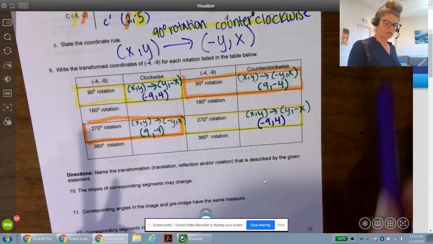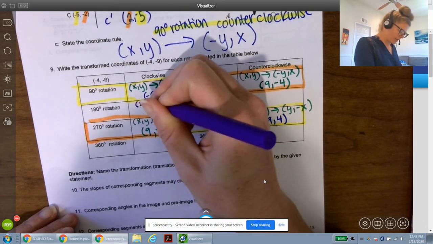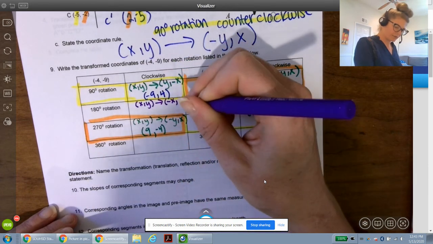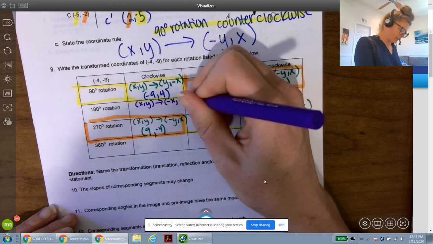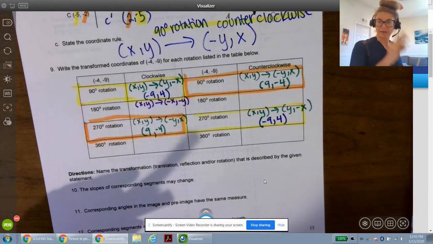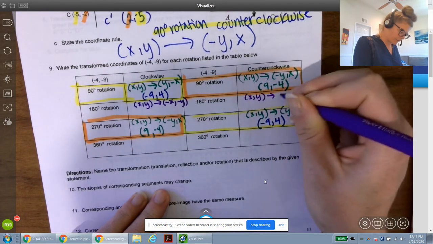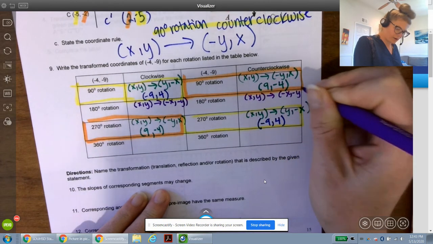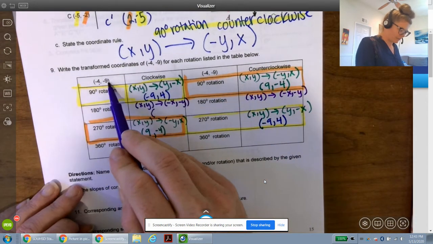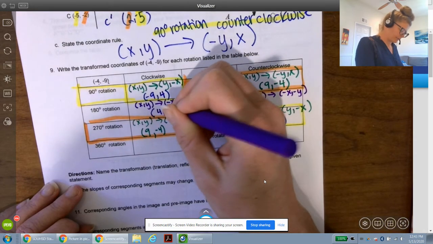Okay, 180-degree rotation. So 180-degree rotations are the same, no matter the direction. So xy goes to, if you looked up in your notes, -x, -y. You can also think about how we're changing diagonally our quadrant. xy goes to -x, -y. So xy before was -4, -9. So now +4, +9.